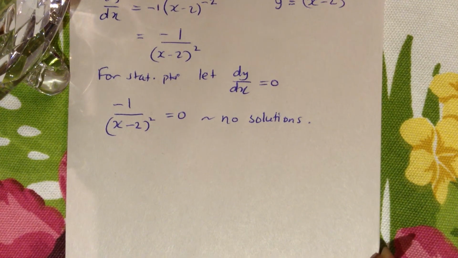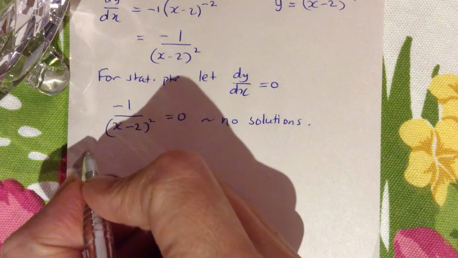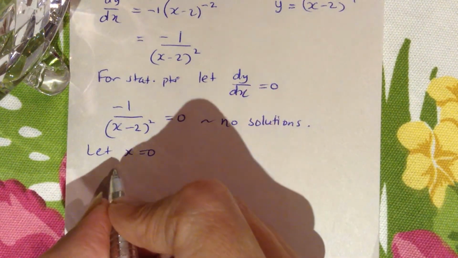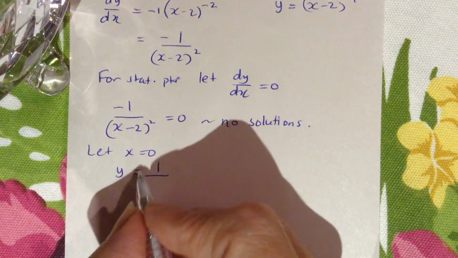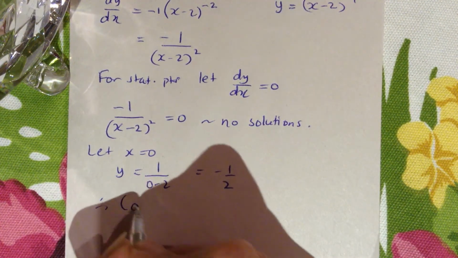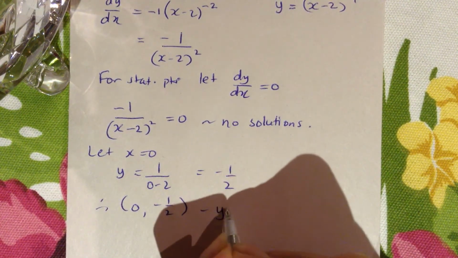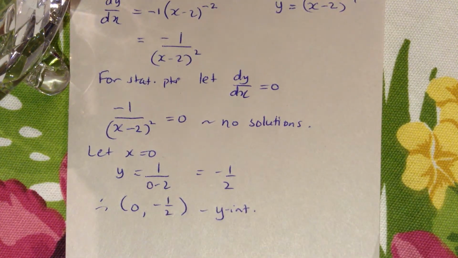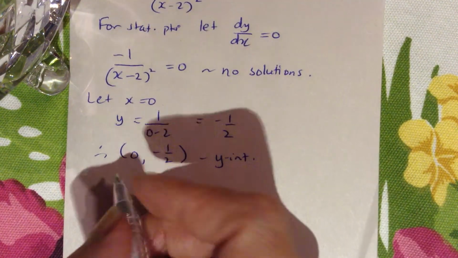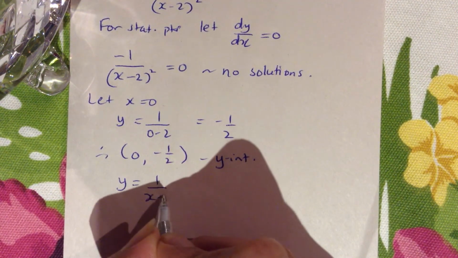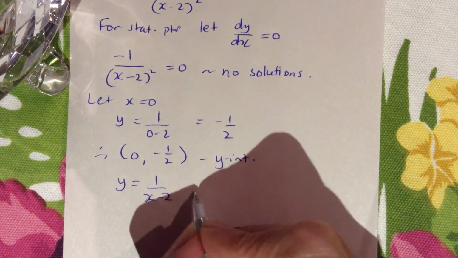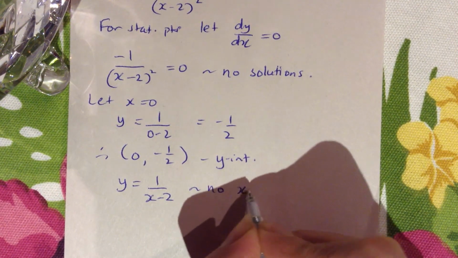We can find the y-intercept, so let x equals 0. If we substitute that, we're going to get y equals 1 over 0 minus 2, which is equal to minus a half. So therefore, 0, minus a half is your y-intercept. Alright, now, you can't get an x-intercept because if you try to find the x-intercept, let y equal 0 and you can't get a solution. So no x-intercept.